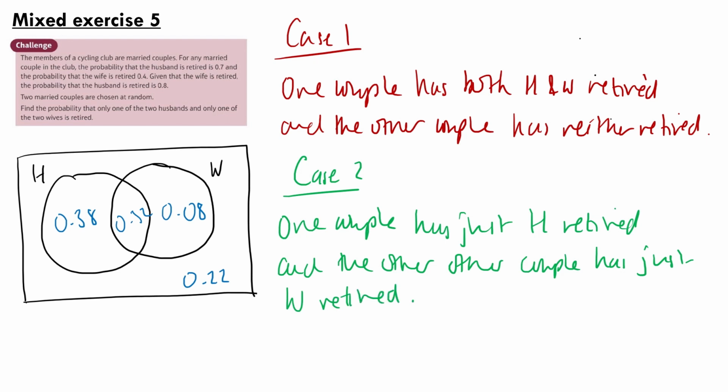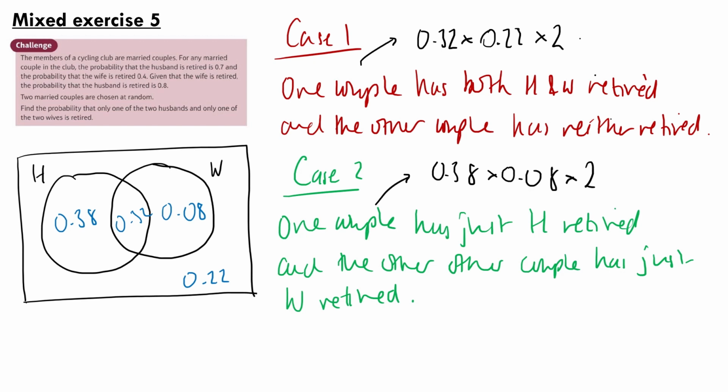So for case 1, one couple has both husband and wife retired and the other has neither retired. The probability of this happening is 0.32, so that's the intersection, so they're both retired, times the probability that neither are retired, so that's 0.22. And we're multiplying that by 2 because we can swap around the couples and it'll be the same thing. And for case 2, we have the probability that one couple has just the husband retired, so that's 0.38, times the other couple has just the wife retired, which is 0.08. And again, we have to times this by 2 because it can be the opposite way around for the couples.